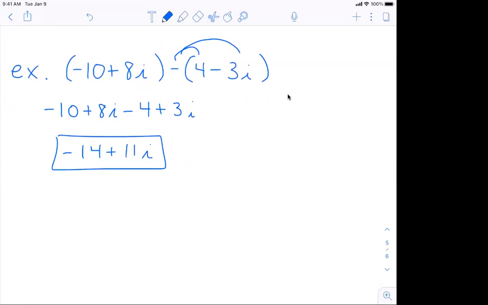So students ask me all the time, like, okay, so do I just treat this as a variable? Yes and no. It follows the same rules as you would if it was like, you know, -10 plus 8x, but it's not a variable. i does not vary, it's the square root of negative 1. But it does follow the same algebraic rules.